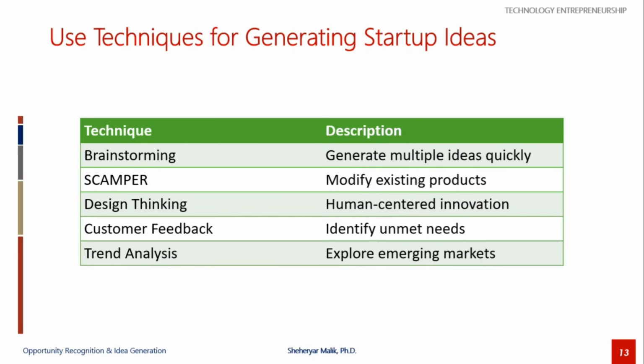And then trend analysis. What sort of emerging markets are there? For example, if we talk in terms of technology, there are a lot of opportunities in the areas of blockchain, artificial intelligence, and cybersecurity. So we can figure out that a lot of problems can arise in this area. That's why it is an emerging market.